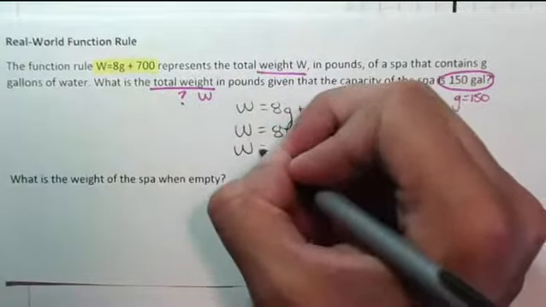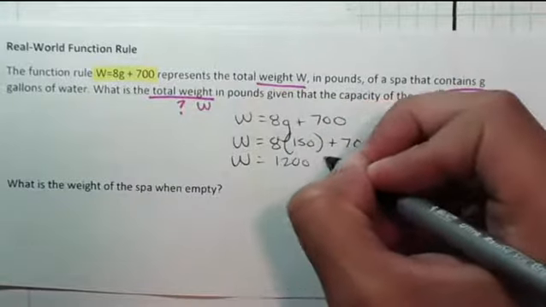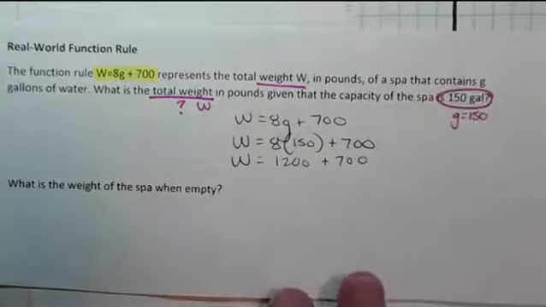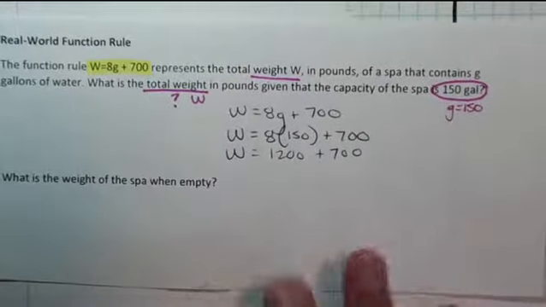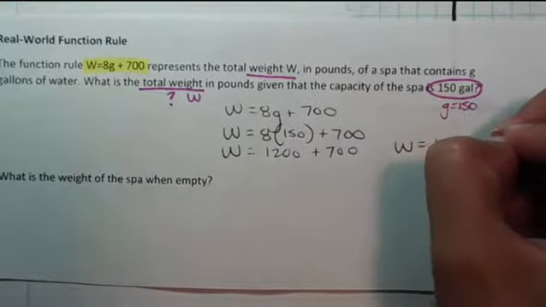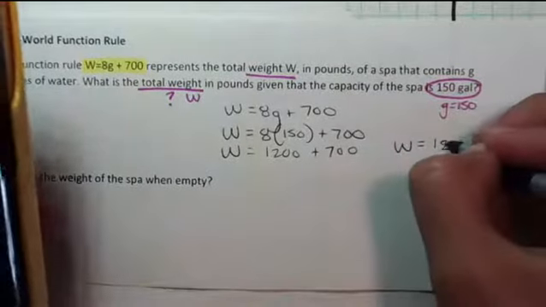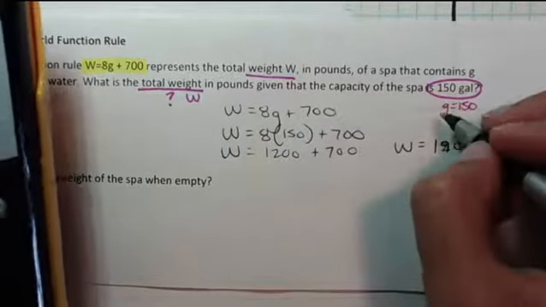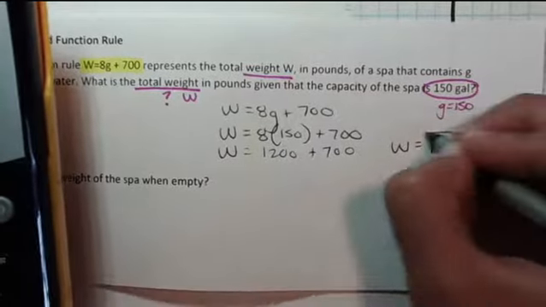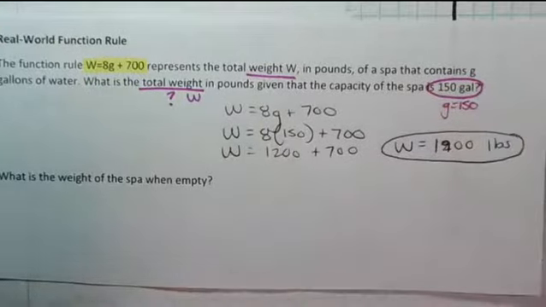So I have to multiply first, 8 times 150. I'm going to use my calculator. 8 times 150 is 1200, plus 700, which will give me the total weight in pounds. So it's 1200 plus 700, so this should be 1900 pounds. So again, they're going to give us the X value or the Y value. We just have to input it to solve for what they want.